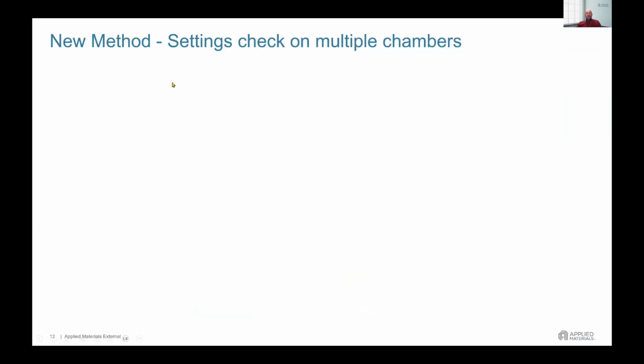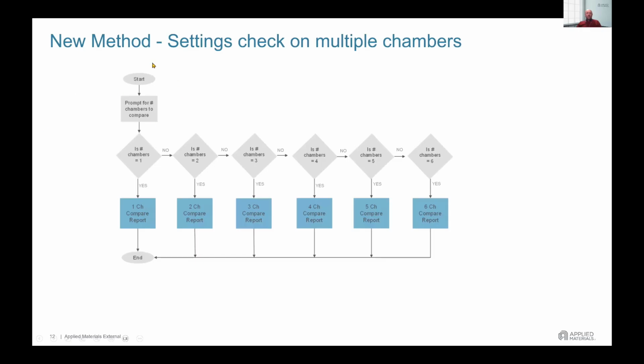So to give you some idea of the new method, this is from a flowchart point of view. I would start, and then I would get a prompt asking whether I am using one chamber. If yes, I would run my workflow, get a report, and I'm finished. But if my prompt was not one, it would move on and ask, is it 2? If yes, it would run that one. If not, it moves on. It would continuously check for each of these, depending on the number I put in on my prompt, and whichever one it matched, it would run that report for me.